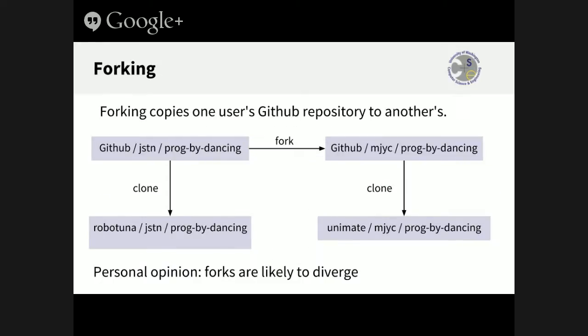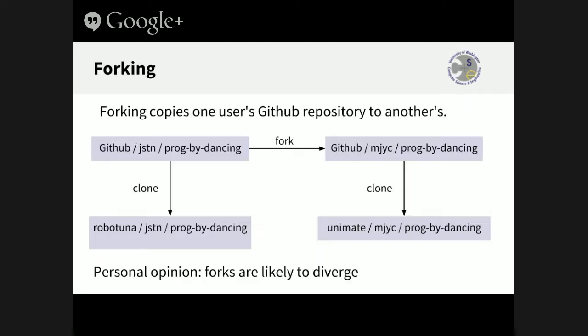This brings us to forking. Again, forking is a feature of GitHub. It's not a feature of Git. In Git, making a copy of a repository is called cloning, and on GitHub it's called forking. It's basically just a one-click button to make a clone. Let's say I have a repository called Programming by Dancing, and then Mike wants to work on it. So he clicks the fork button on GitHub, and that will create a copy of this repository called Programming by Dancing on his account.